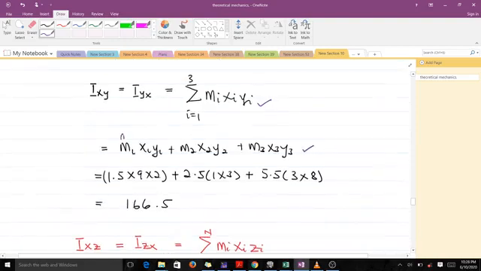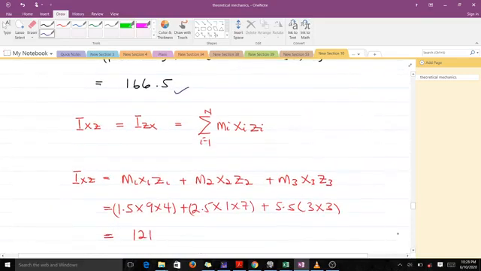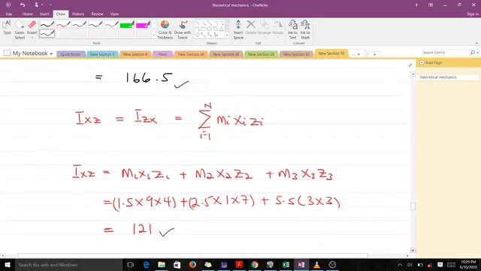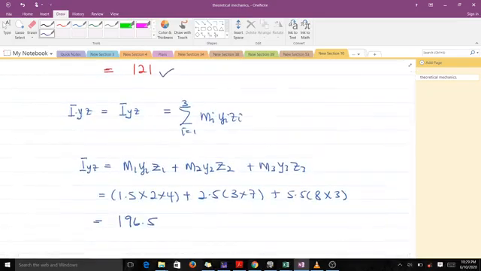So we know that this is the mass of the first particle, the x component of the position of the first particle, the y component of the position of the first particle, the mass of the second particle, the x component of the position of the second particle, the y component of the position of the second particle, and this is the third one. So computing this gives us 166.5. Then we go on to compute IXZ, which is the same as IZX, which gives us 121. Right? Then we go on to compute our last one, which is IYZ, which is equal to IZY.